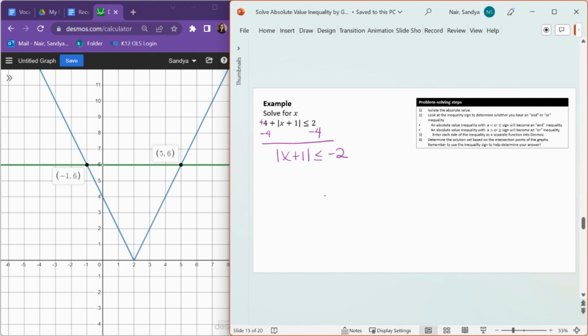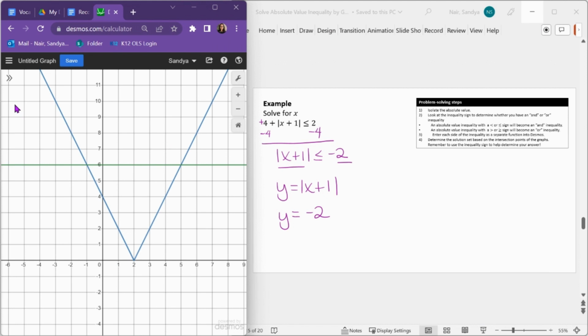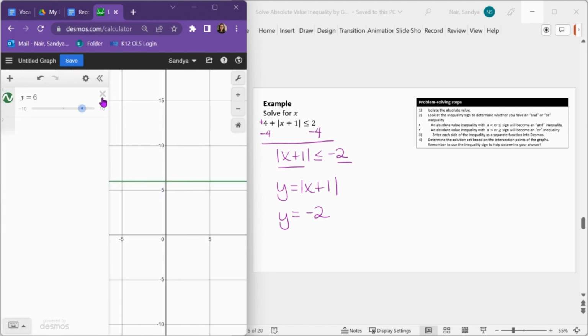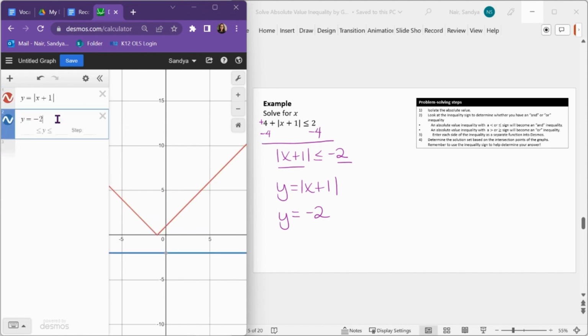Okay, so you may remember from our solving inequalities special cases video what's going to happen here. But just in case you don't, let's go ahead and graph this. So we have y equals the absolute value of x plus 1 and y equals -2. Okay, so let's go ahead and enter this now and see what happens. So we have y equals the absolute value of x plus 1, and we have y equals -2.